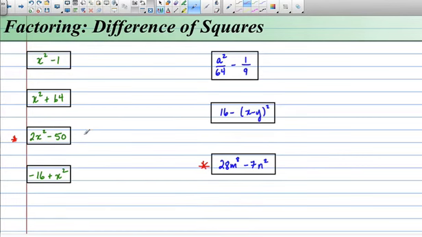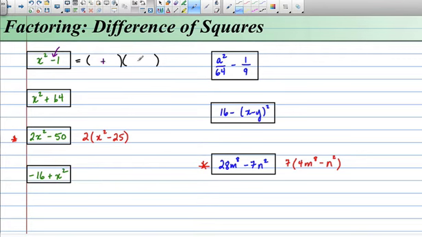Let's do those first. Take out a common factor of 2, and you're left with x squared minus 25. Take out a common factor of 7, and you're left with 4m to the 8 minus n squared. Now all of these questions have something in common. The first term is a perfect square, and the last term is a perfect square. First question, we have a difference of squares.